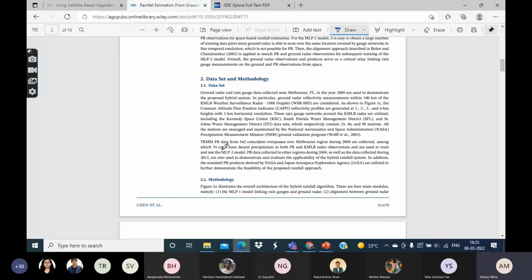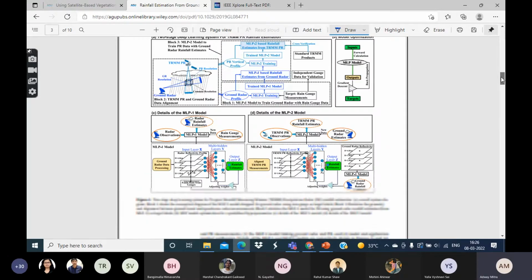So the authors of this paper have manually identified some 74 of those passes which contain a significant amount of precipitation. Such radar observations are collected and used to train this model. So yes, this is the data source. Now coming to the methodology, let us come to the schematic diagram.